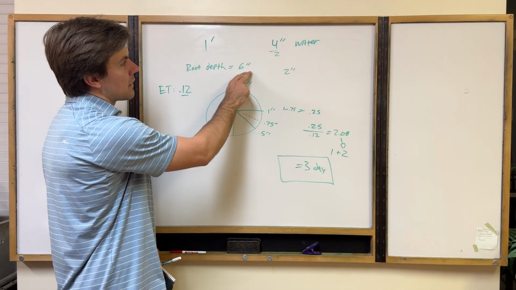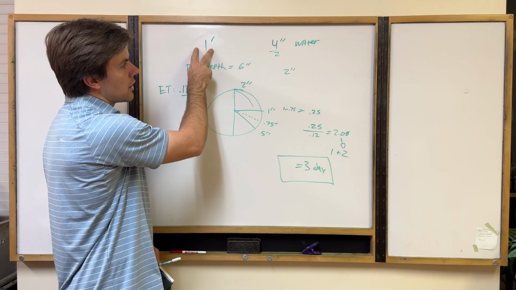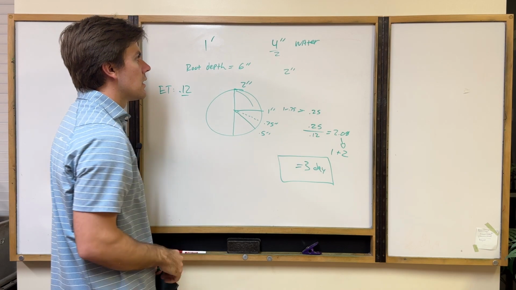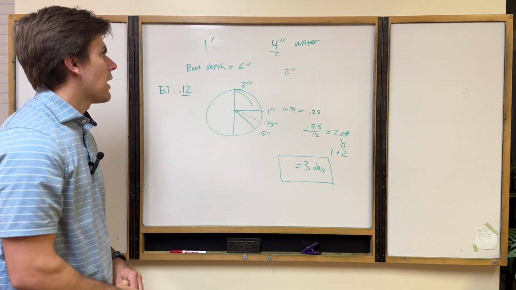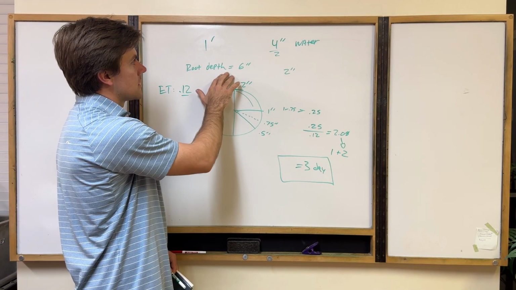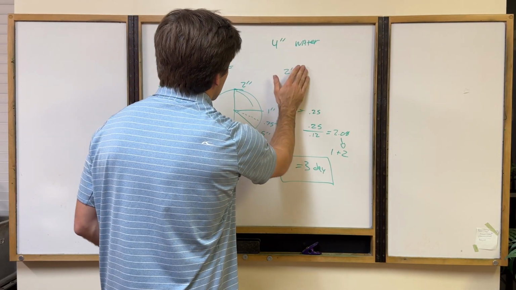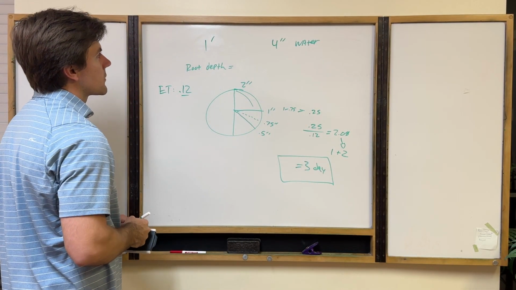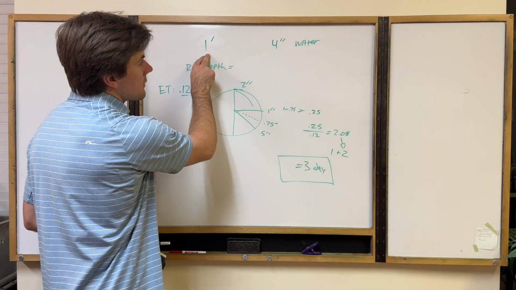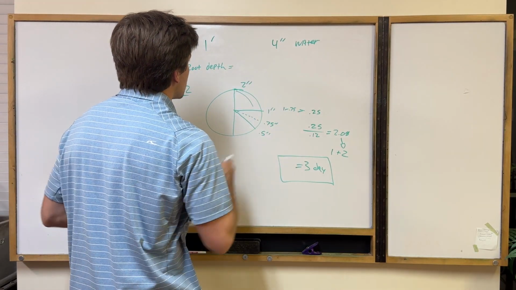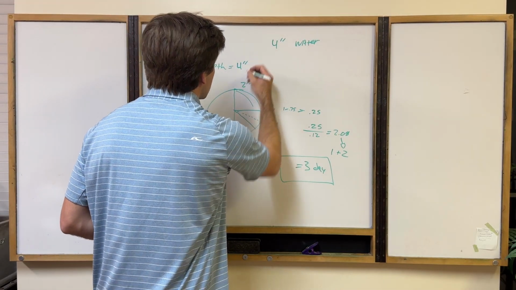And you might need to divide it if you have a foot, but you only have 6 inches of roots. Or if you have 4 inches of root depth, let's see. Let's say it was 4 inches. Let's just do that for fun so that we're all on the same page. So you have a foot, and for every foot of soil you have 4 inches of water, but your root depth is only 4 inches.